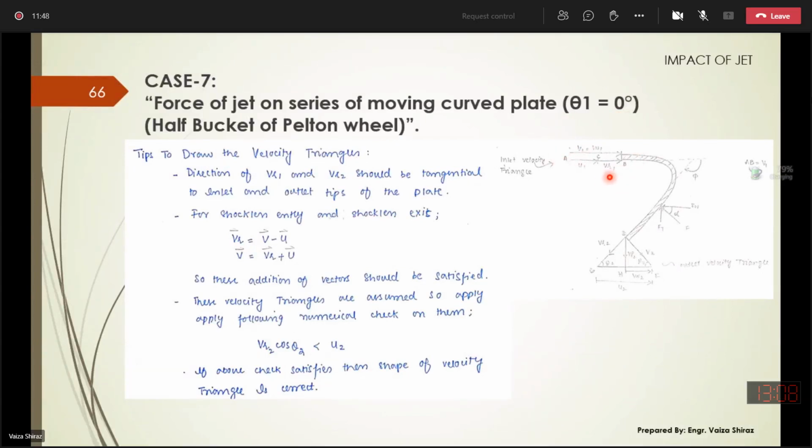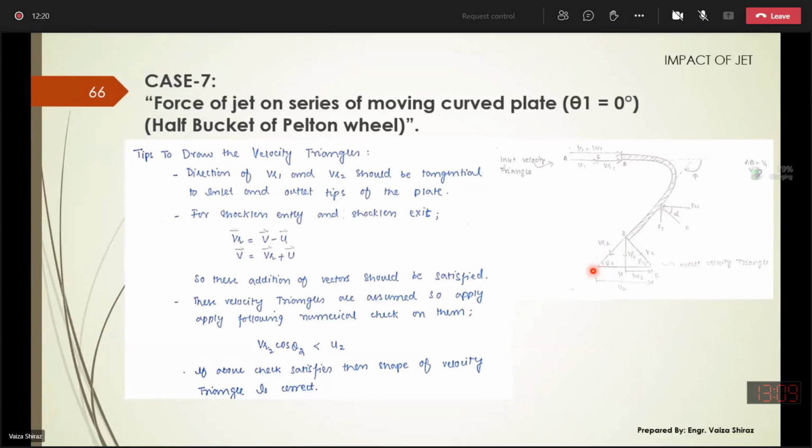Finally, your jet will enter with VR1 into the bucket. It will glide on the surface and it will leave the bucket from the outlet tip. Practically, your VR2 will be less than VR1 because of the friction on the surface. So this is your VR2. Okay, now what is your next step? The value of VR2 is known to you, you have drawn that on scale, EG. Its direction and its magnitude are known to you, so it is EG.